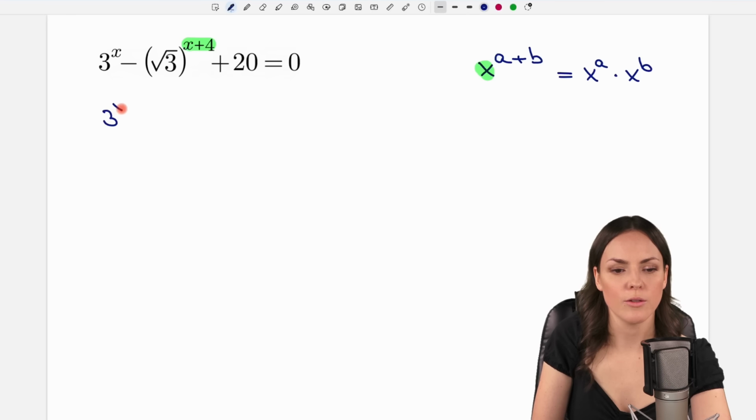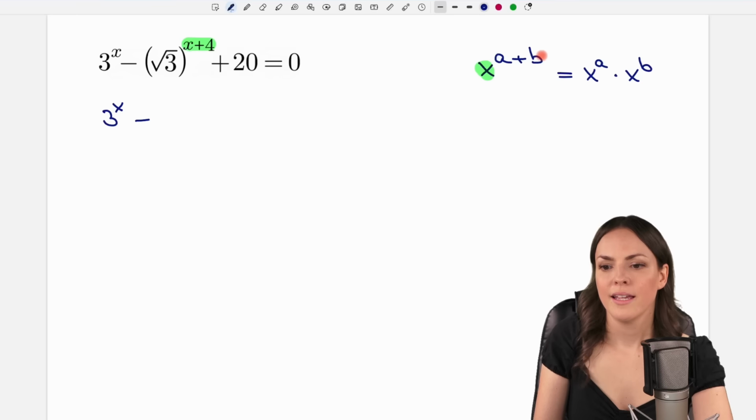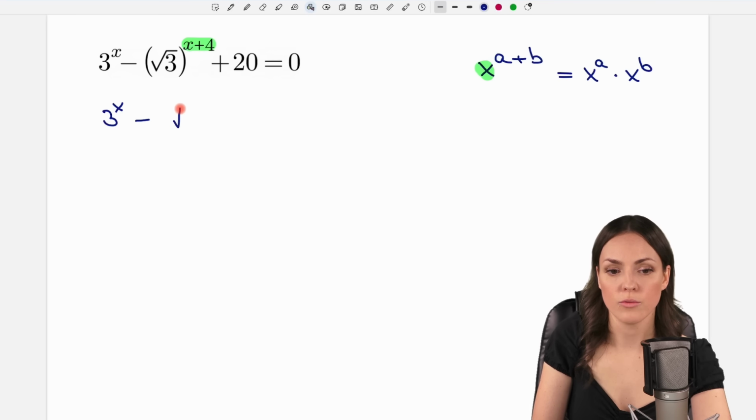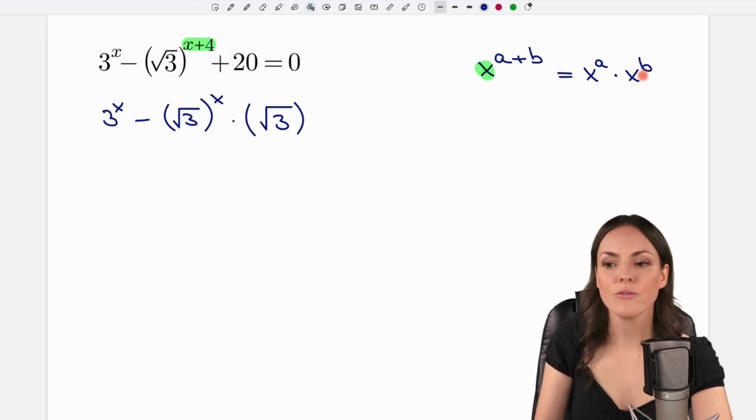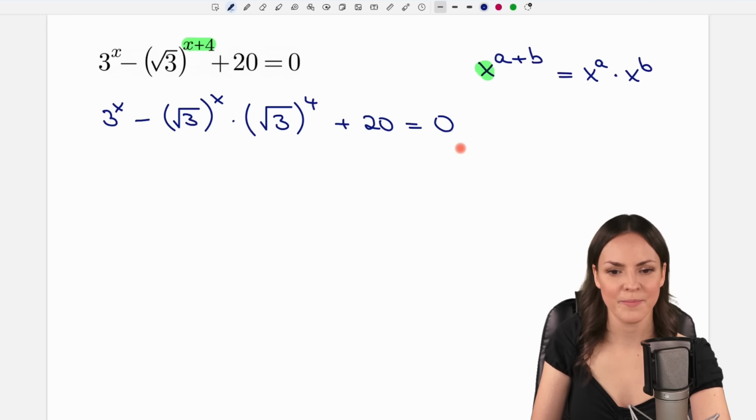So we have 3 to the power of x minus. Now, we take the base. In our case, it's the square root of 3. We write it in parentheses, and then we raise it to the first part of the sum. So here it is the x. We raise it to the power of x. And then we multiply it by, we take the base again, so this wonderful expression of the square root of 3, and then we raise it to the second part of the sum, so we raise it to the power of 4. Then we have the rest of the equation, and take a look at what we can do next.